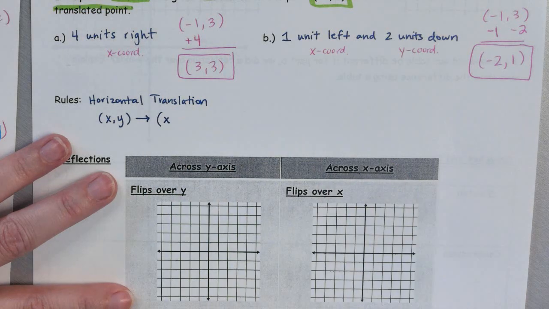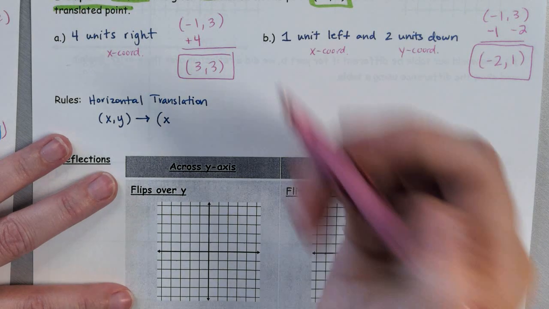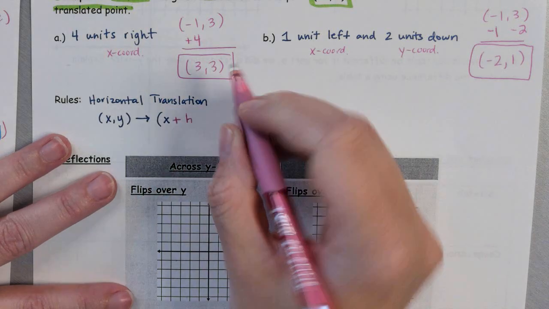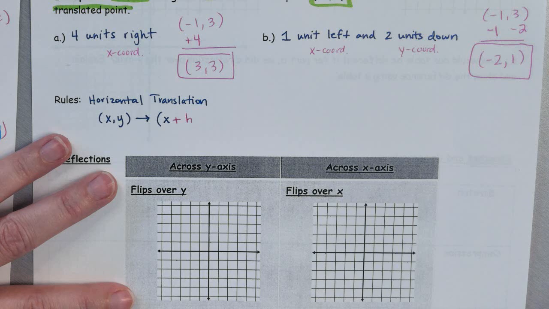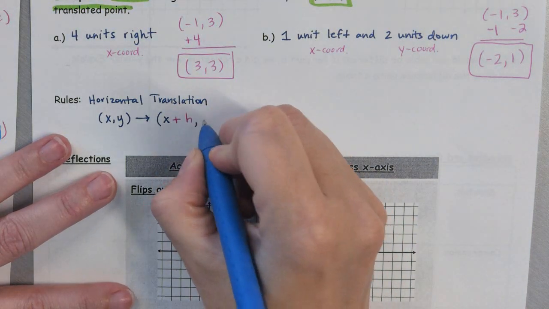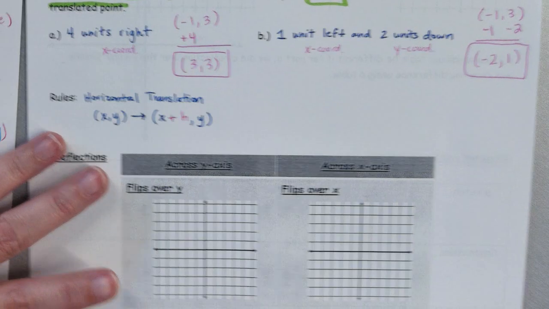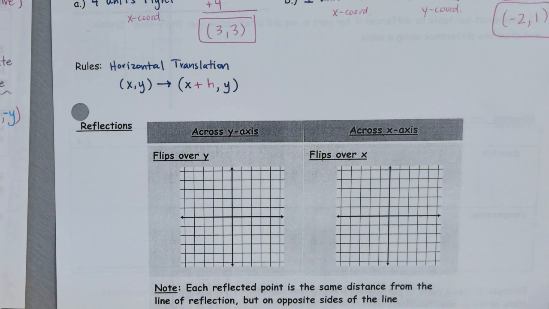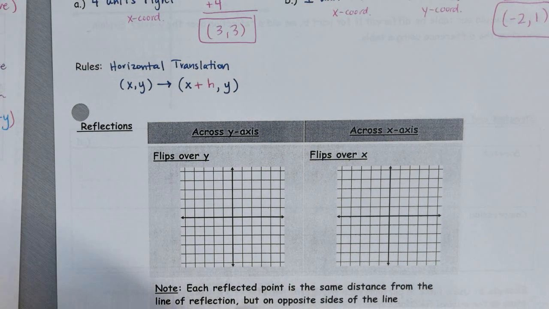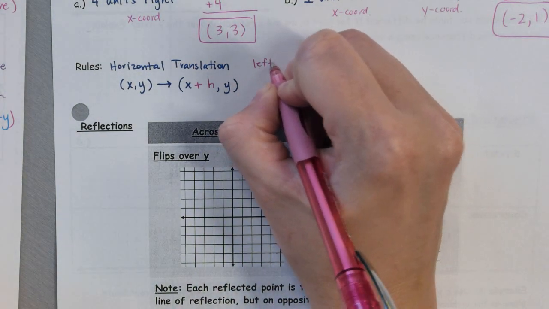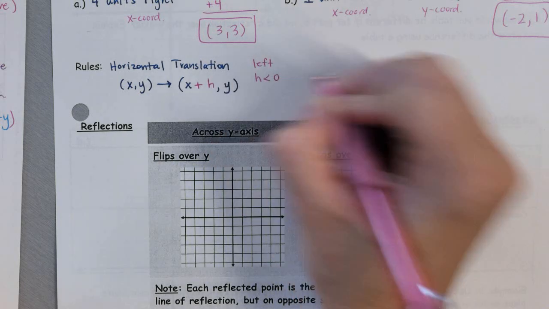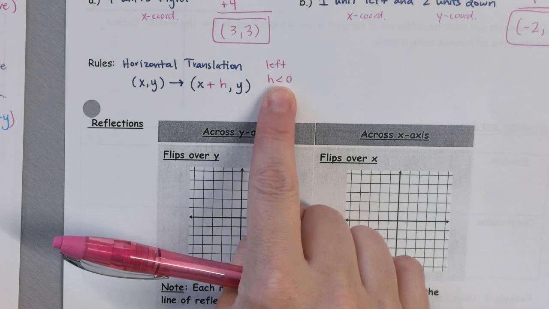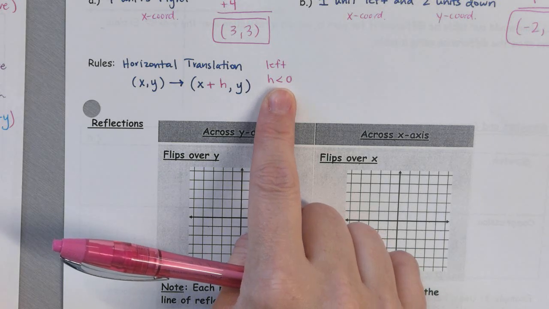So with the horizontal translation, you add a value, any value. In this book, they refer to it as h. That's the constant term that they use, comma y. And then there's stipulations. So you are going to be going left if h is less than 0. Well, what does that mean, h is less than 0? What kind of values are those? Yeah, negative. Yep, good.